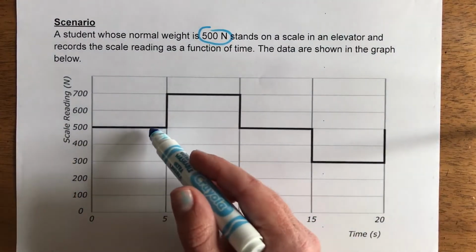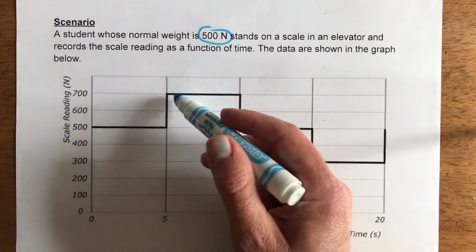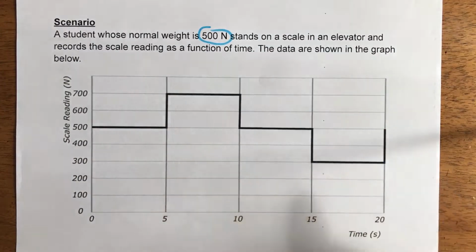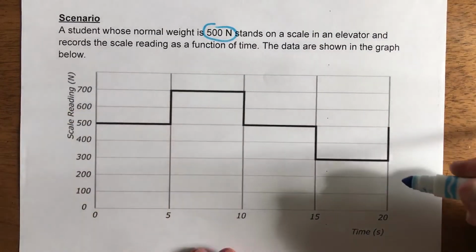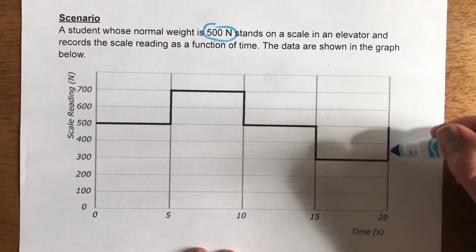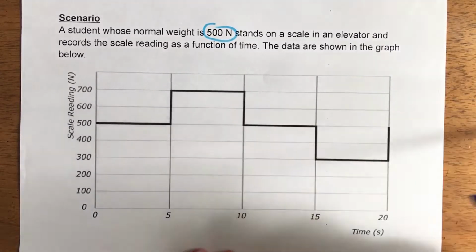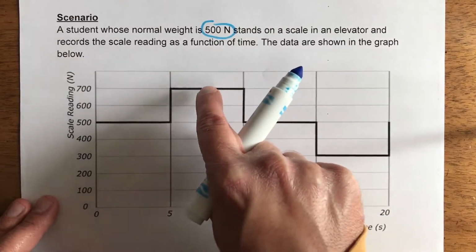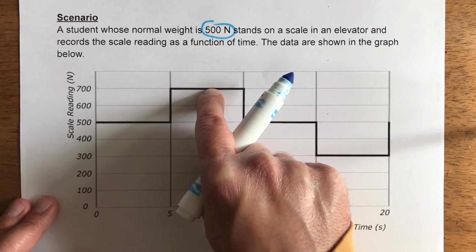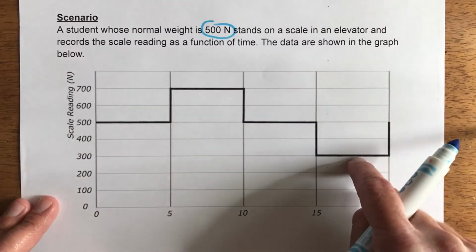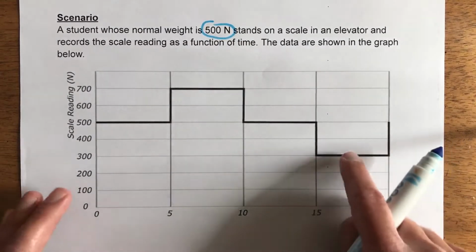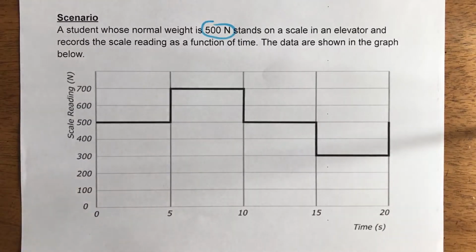So we can see here normal 500 Newton reading of the scale goes up to 700, back down to 500, and then down to 300. You can see right here at the very end it jumps back up to 500 there with that vertical line. You should know from our work in class that this means that the elevator has an upward acceleration, and this one means that the elevator has a downward acceleration.